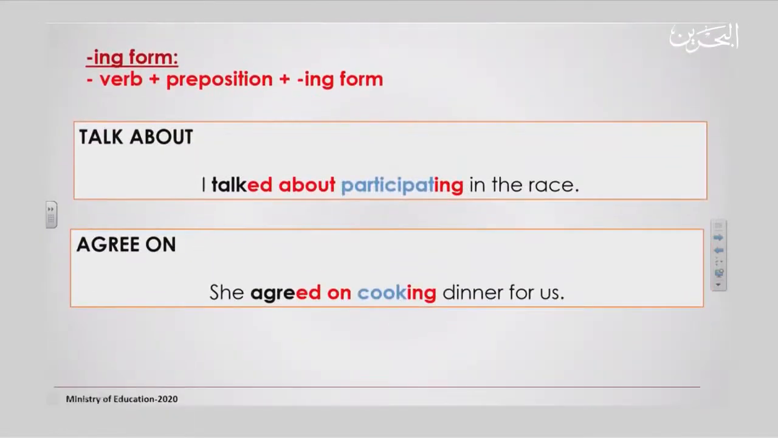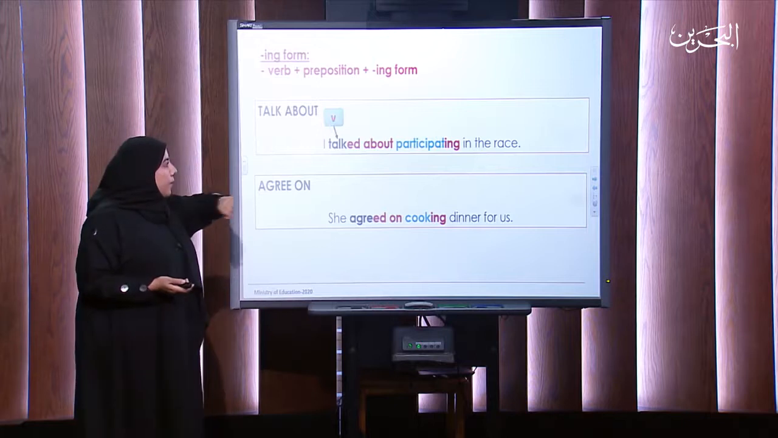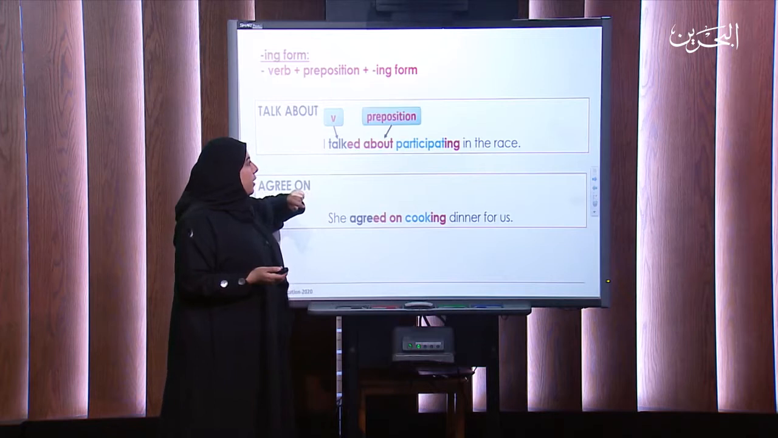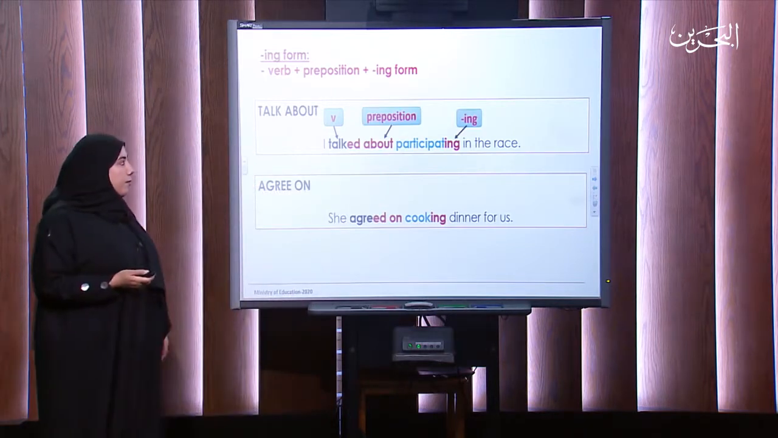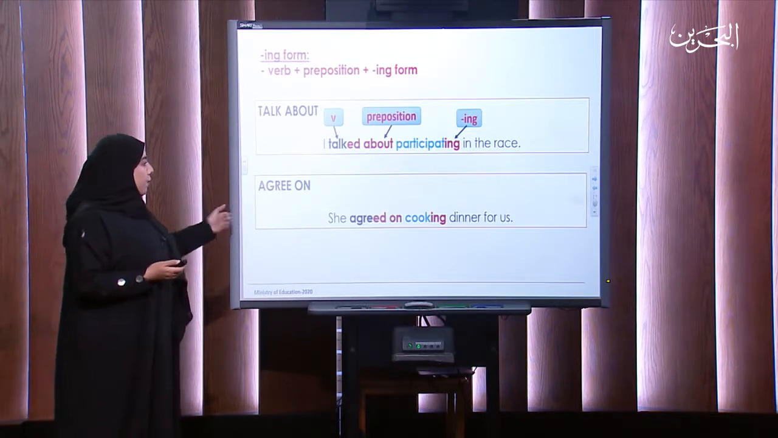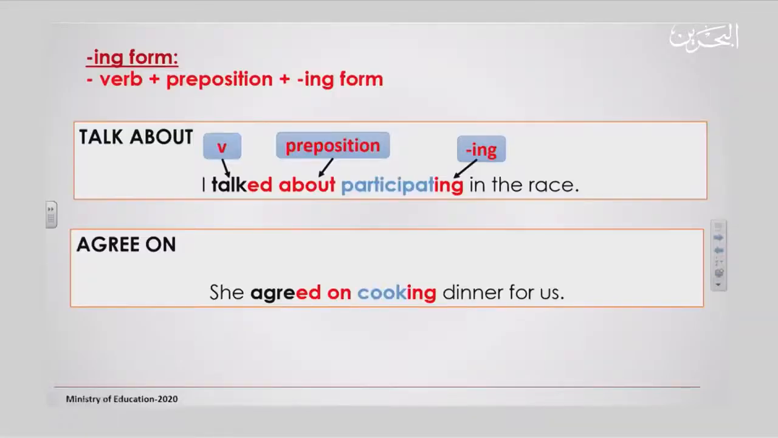Another type is using the preposition plus the ing form. Let's go through them. So number one, talk about. So the verb is talked. I talked. About is the preposition plus the verb with ing. So the sentence will be, I talked about participating in the race. Verb number two, agree on. So agree is the verb, on is the preposition.